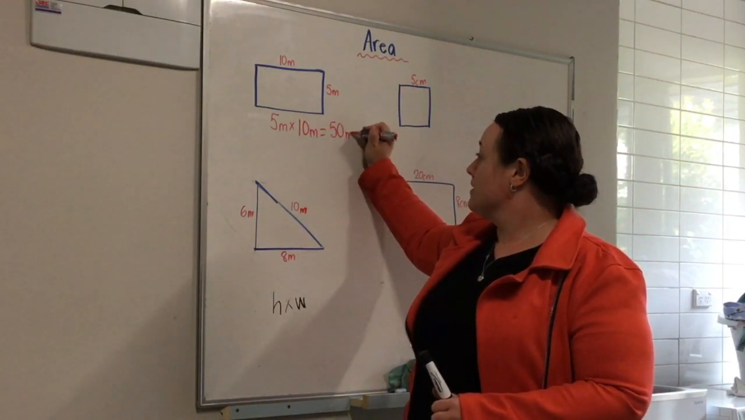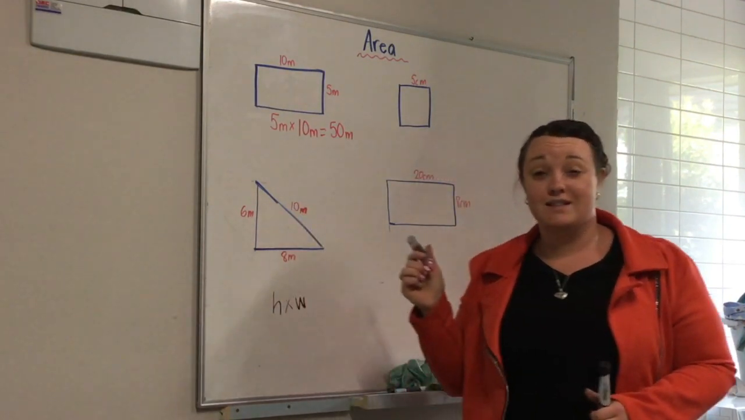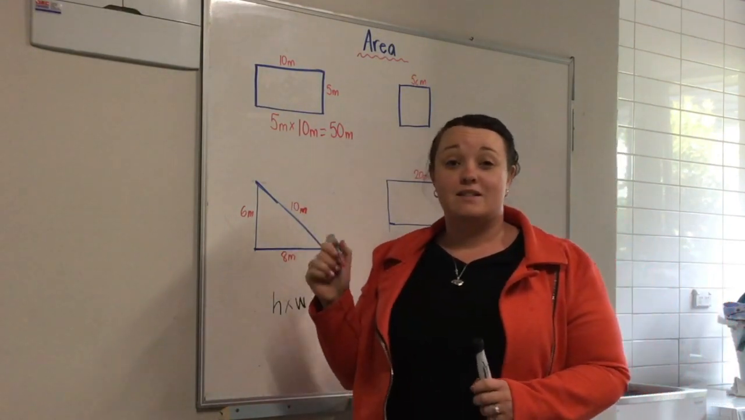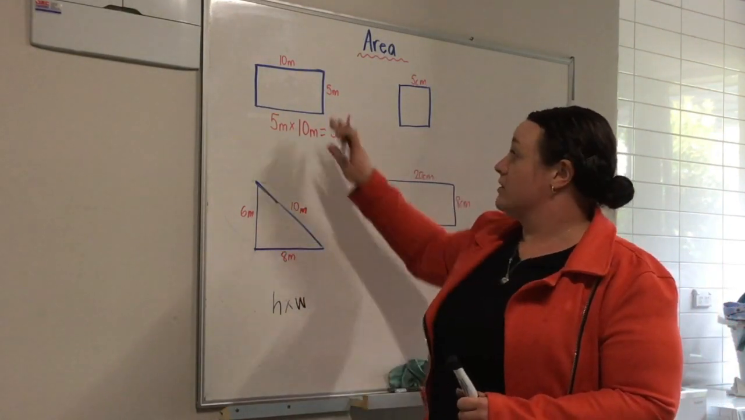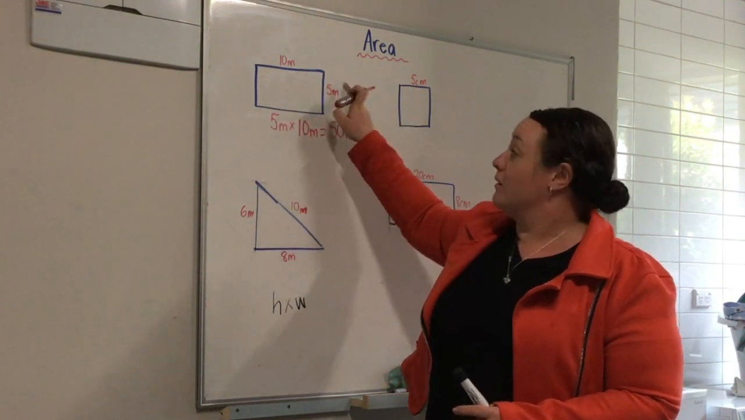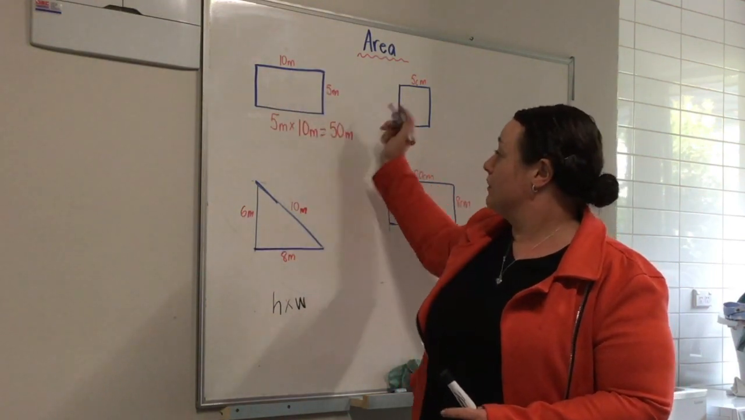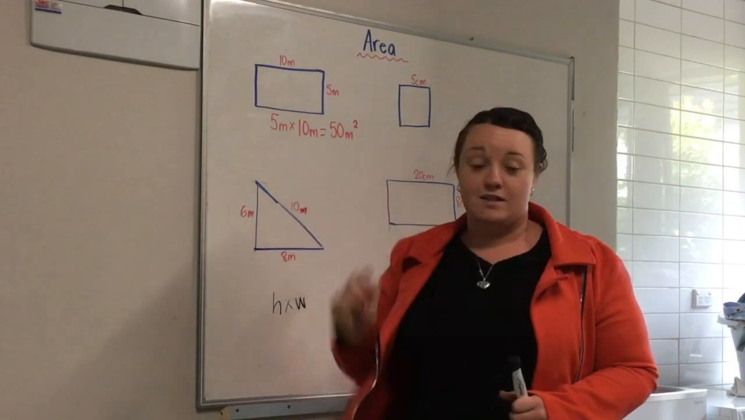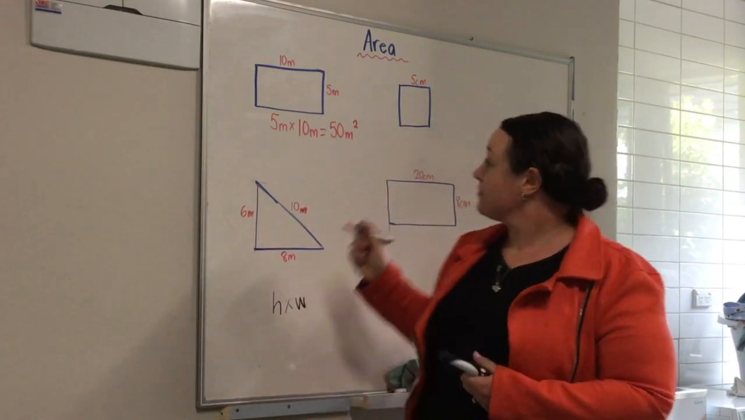We need to have our unit of measurement, which is meters. Now we must measure in meters squared when we're doing area, because that's the two measurements we're getting. We're getting the height and the width. So the first answer to that one is 50 meters squared.